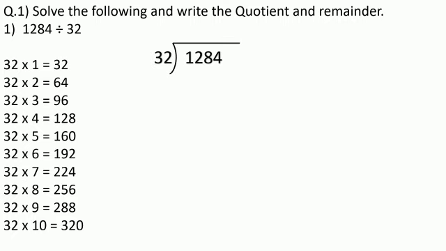Okay. So here the number is 1284. Students, here the first number is 1, so 1 is at the thousands place. Now students, can 1 be divided by 32? No, because 1 is smaller than 32. A number which is smaller than the divisor, you can't divide it. So you need to take another number.